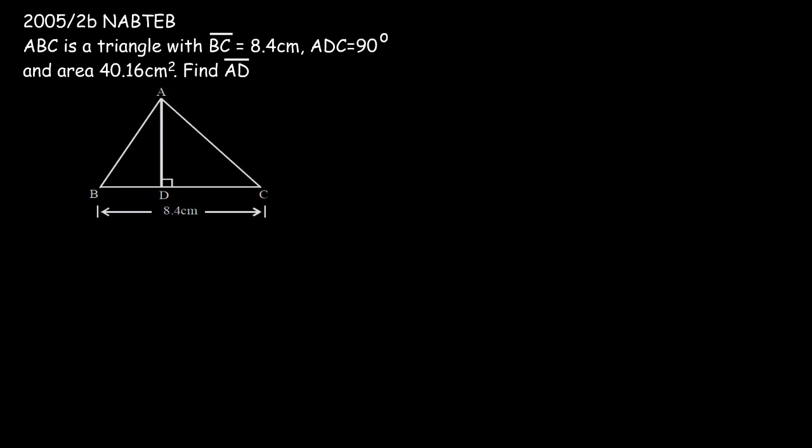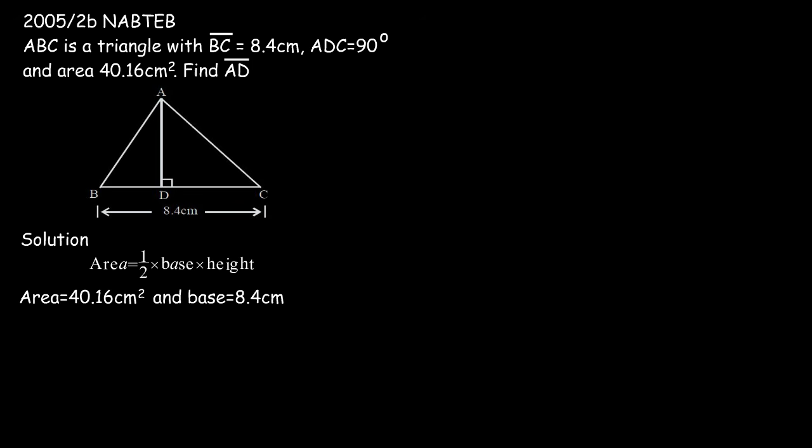We have another question from 2005 NAPTEP, and it states that ABC is a triangle with line BC being 8.4 centimeter, ADC is equal to 90 degrees and the area is 40.60 centimeter square. Find AD. And we're given the diagram to represent it. Now for our solution, we know that area is equal to half base times height. We're given the area to be 40.60 centimeter square and our base to be 8.4 centimeter.